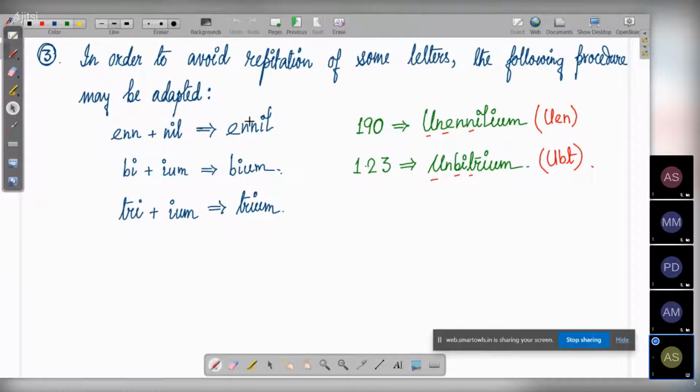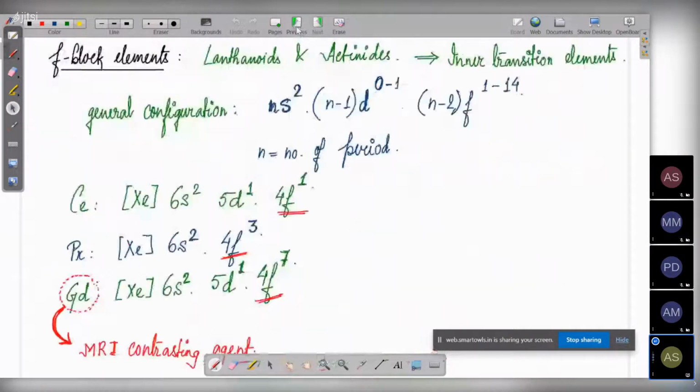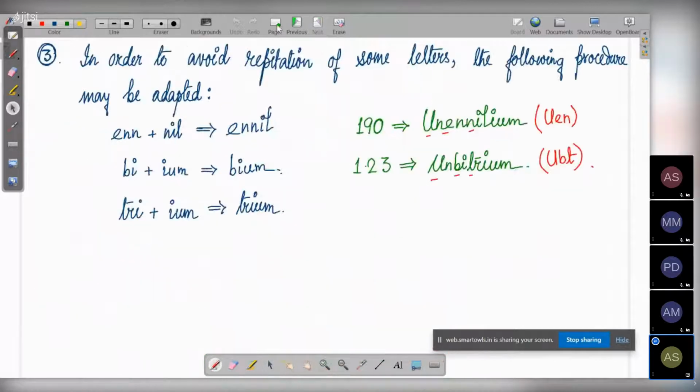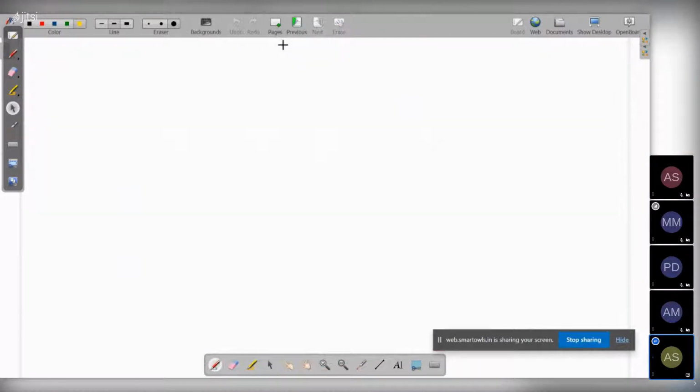So in the last class, what we have done is about the IUPAC nomenclature, and we have also learned about the S block, P block, D block, and the F block. Now today we are going to see about screening effect or the shielding effect.